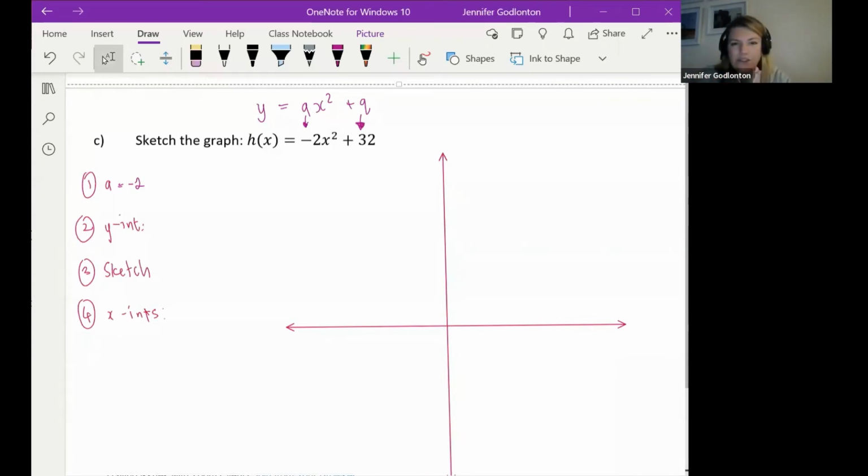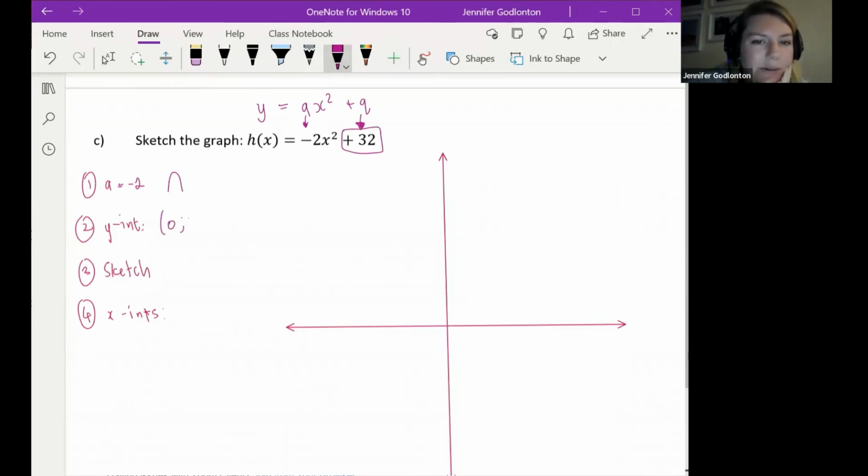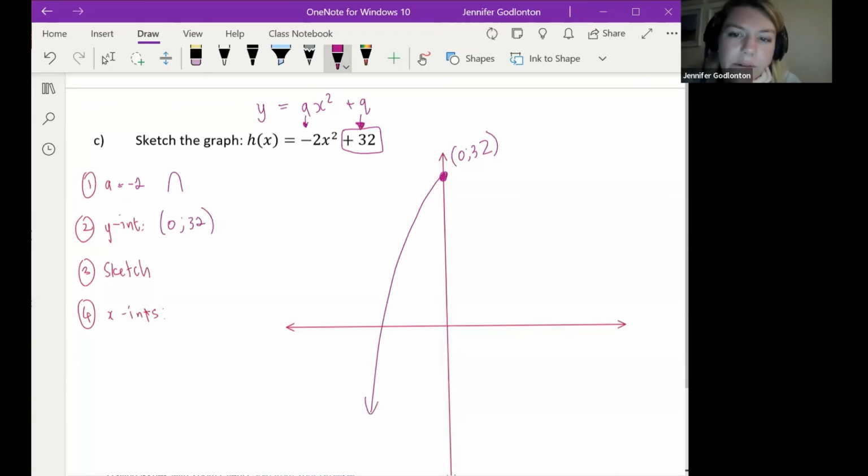Okay. Let's try and go through this. So A is negative, which means we're going to have a sad graph. Our y-intercept is this dude over here. So our y-intercept is (0; 32). So I'm going to plot that. I've got (0; 32), and I'm going to draw my parabola. Nice and long legs.